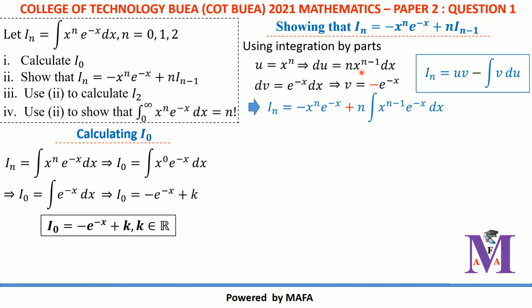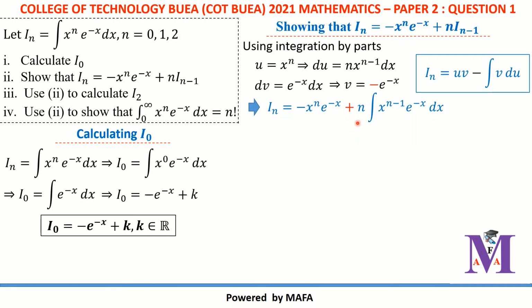Alright, so I just fit in their respective positions, and I get my I of n to be equal to the product of u of n and v. The product of u and v gives me this first quantity. Now the product of v and du gives me positive here, because v has a negative sign, which multiplies with a negative sign to give us a positive sign. Now since du has an n which is a constant, it does not depend on x, because here we are integrating with respect to x.